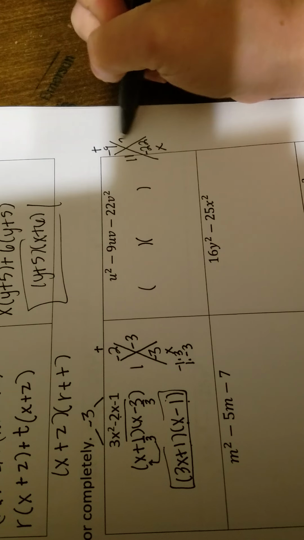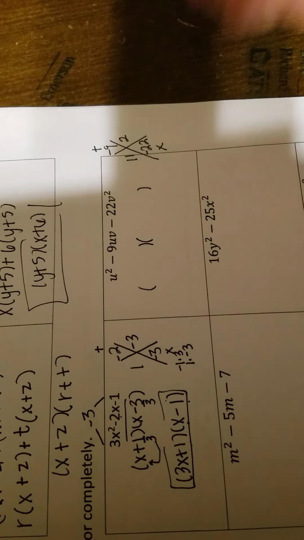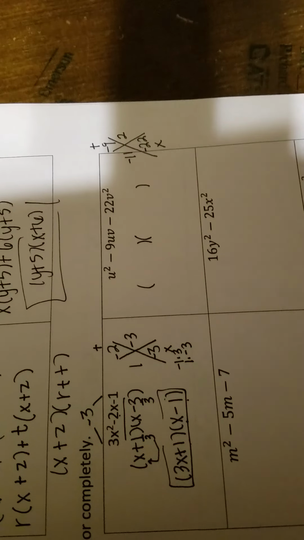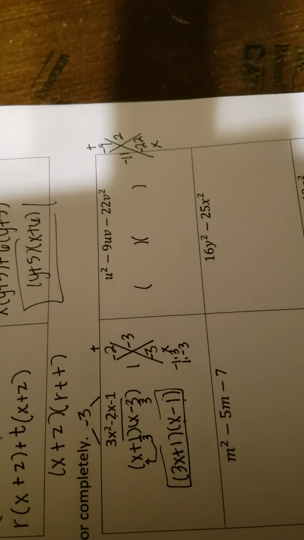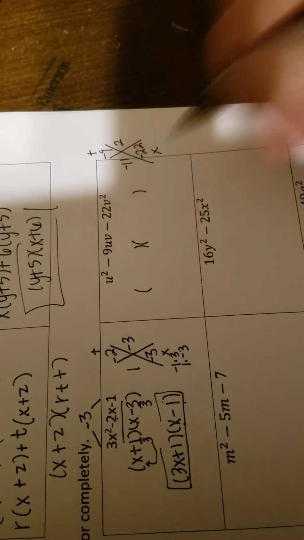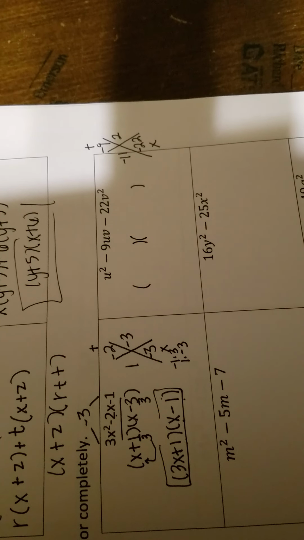You'd have to go to your 11 and your 2, and for them to add to give you the -9, you want to stick the negative with the larger number there, okay? What's a little bit squirrely with this is the V's that want to show up here. We just kind of have to work those into our factors, okay?